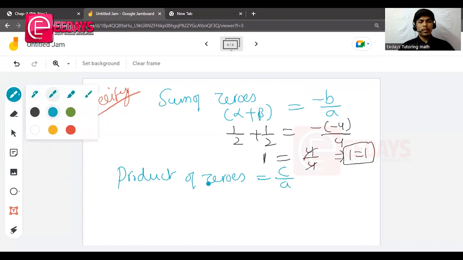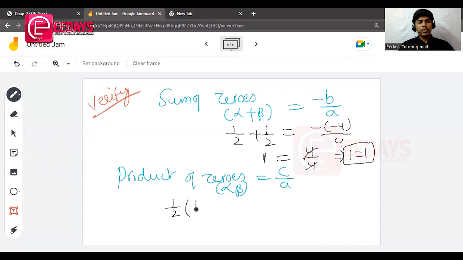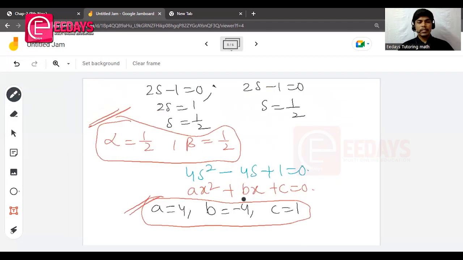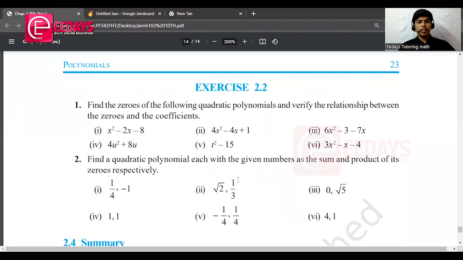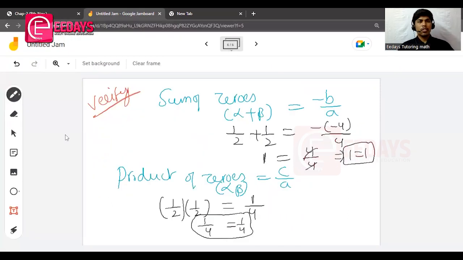So product of zeros is nothing but alpha into beta. Alpha beta here is 1 by 2 into 1 by 2. C by A is nothing but here C is 1 and A is 4, so 1 by 4. In the LHS part, half into half, that is 1 by 4, is equal to 1 by 4. So we got the equation like this. All right. So 1 by 4, you need to verify like this. So we verified the coefficient and zeros. So here we have to identify the coefficient and zeros.